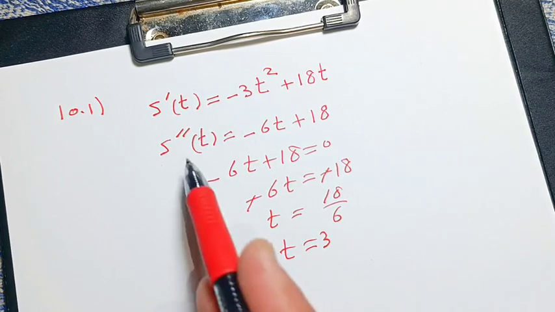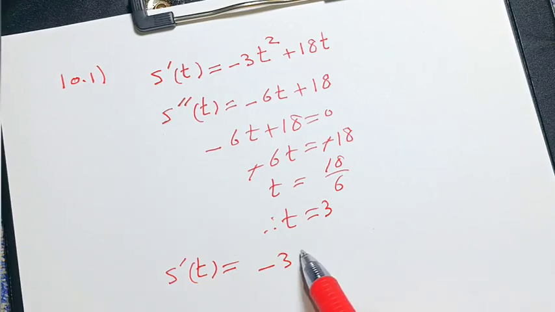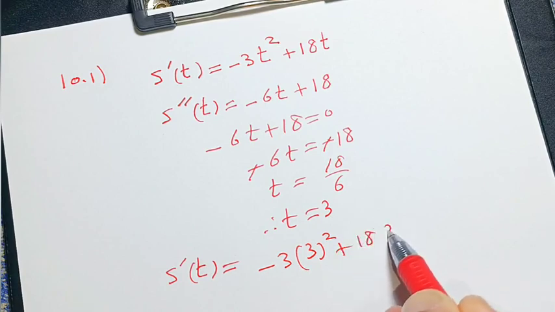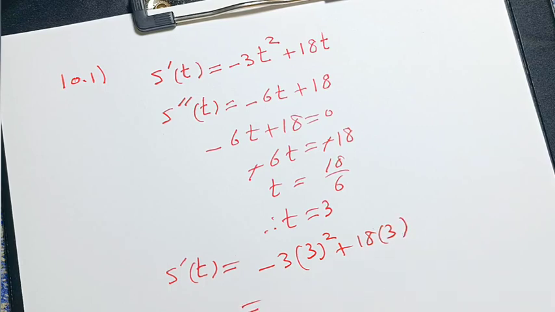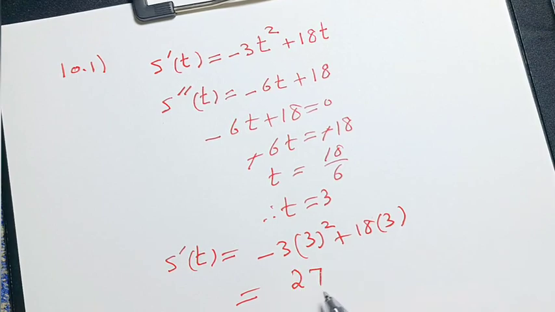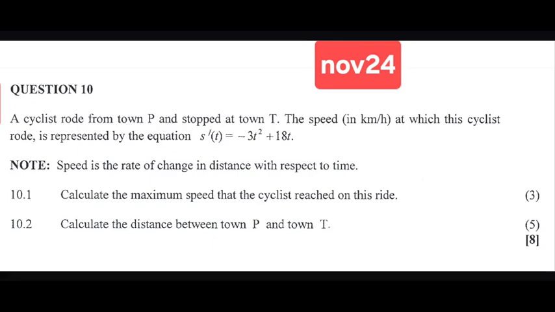Now we need to put this t back into the original function. So it's going to be negative 3 square plus 18 multiplied by 3. Using my calculator, the answer is going to be 27, which means 27 kilometers per hour. This is my first question answer. The second question says calculate the distance between town P and town T.